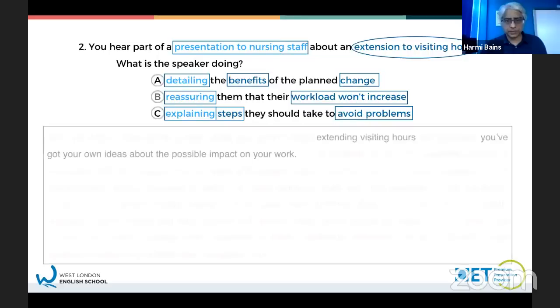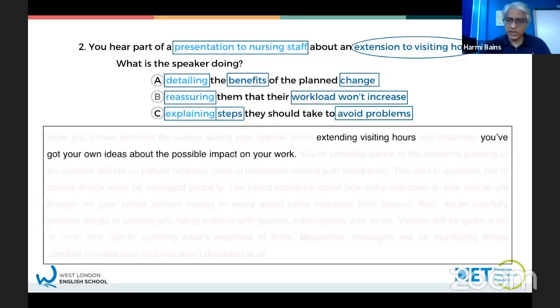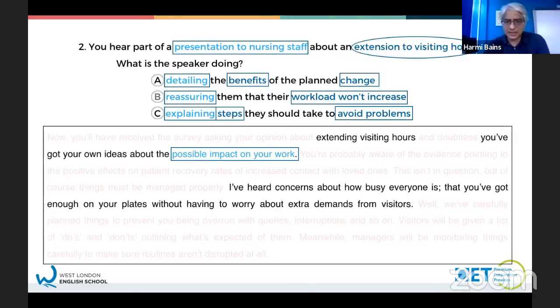Okay. So like I said, with the gist questions, you don't need to understand every single word as long as you can get the general idea. So I've taken a lot of the words out here in the tape script, and let's see if we can get the gist here. They start talking about extending visiting hours. This is the context, and often this is introduced in the first sentence. So they're extending visiting hours. The speaker says, you've got your own ideas about the possible impact on your work. Okay, and that's quite significant. It's quite important, this phrase here. We'll come back to this.